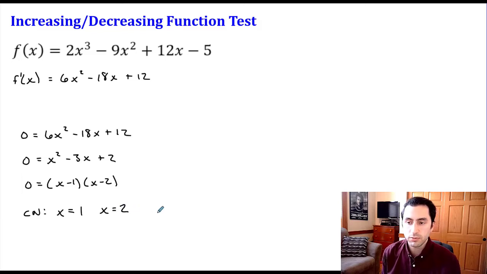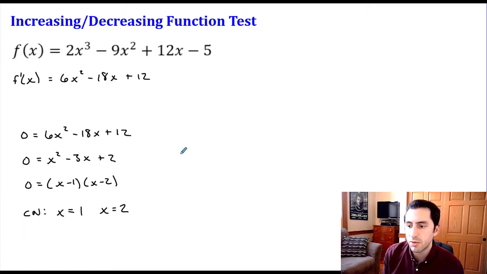Now, because this is a polynomial, at these two critical numbers, at these points, the slope of our tangent line is 0. And as I said, because that's 0, it indicates where the slopes of the tangent lines change from positive to negative or vice versa. That also indicates a change from increasing to decreasing. So these critical numbers take our domain and split it up into some intervals. And now we just need to determine if these intervals are increasing or decreasing.